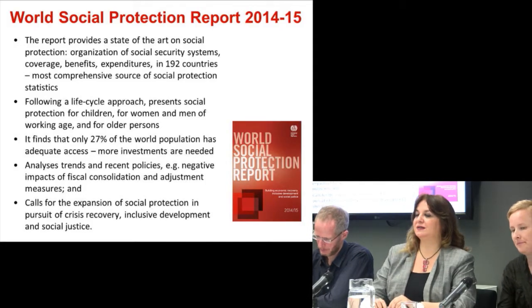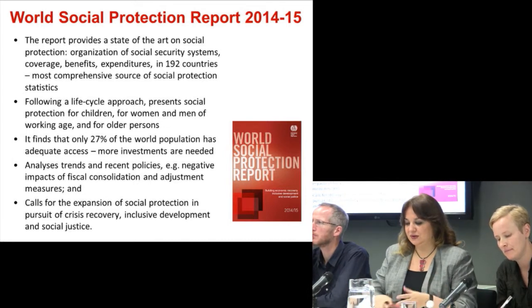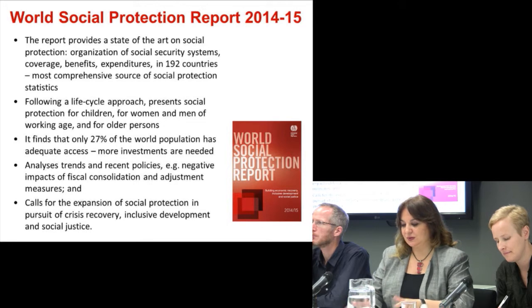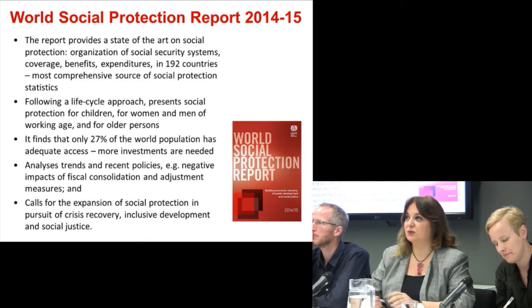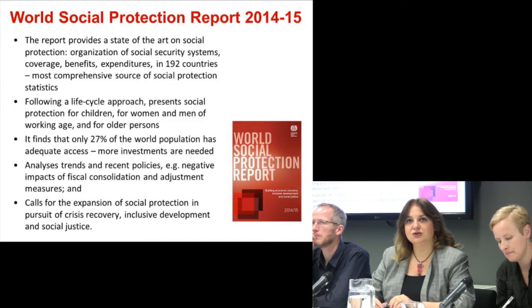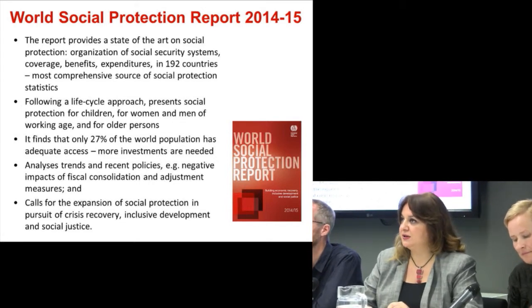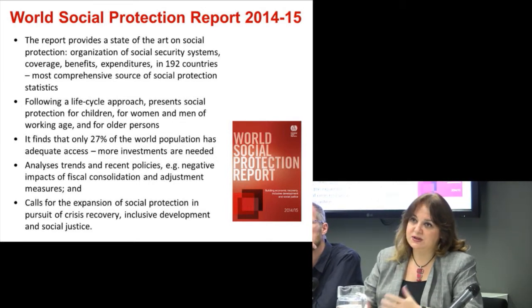Okay, so I'm going to start with the main conclusions of the report, and then the rest is going to be a taster, because there is no time to explain in detail what emerged from all the global data that we have. The report presents a state of the art of where we are in social protection, and it presents the organization of social security systems in about 192 countries, explaining coverage, benefits, expenditures, and so it's a very comprehensive source of social protection statistics.